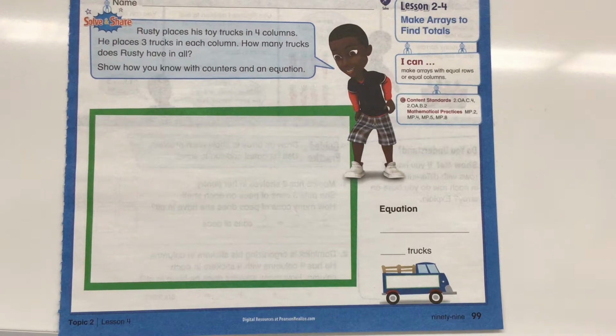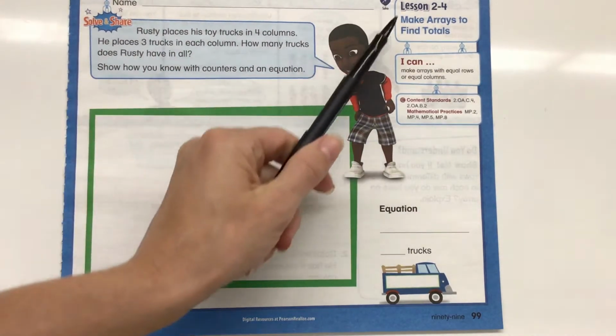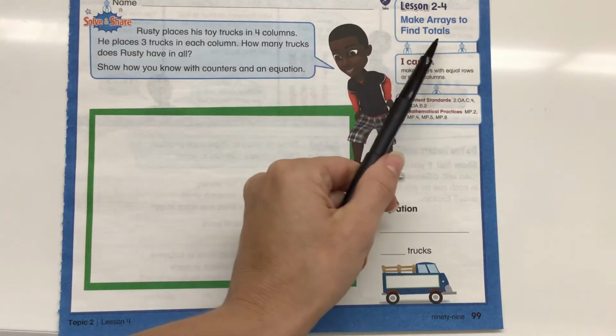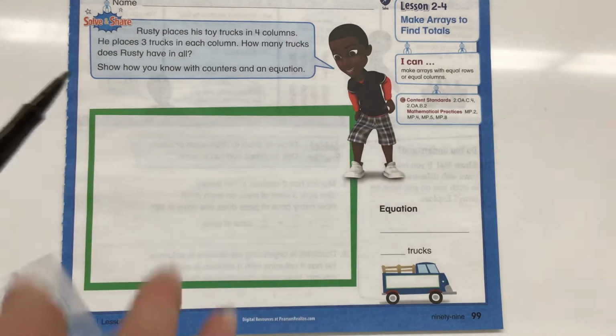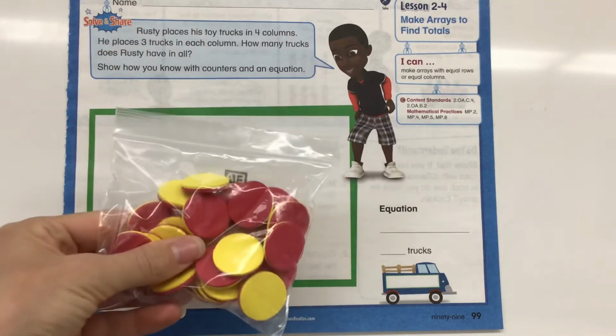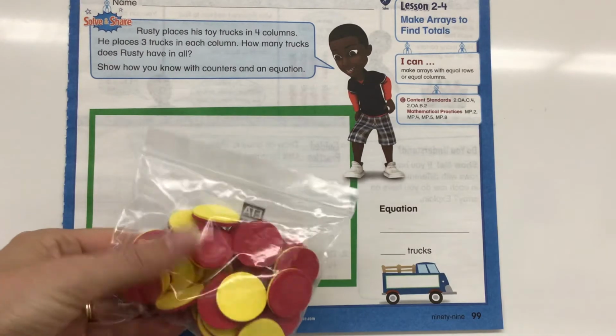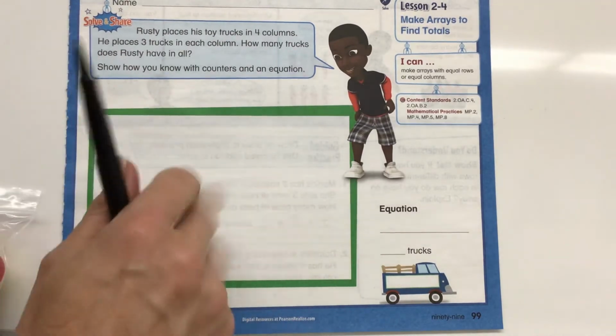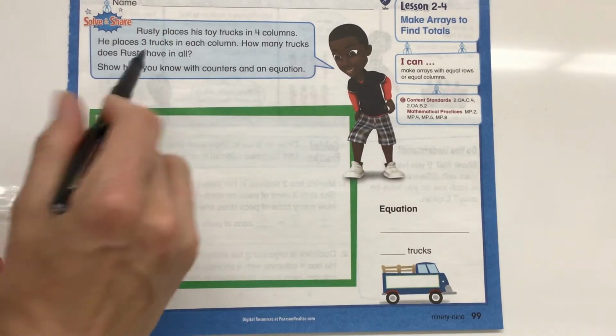All right, this is second grade math lesson 2-4. Make arrays to find totals. If you have your counters and want to get them out, you're welcome to use them on this workspace. All right, let's get started.